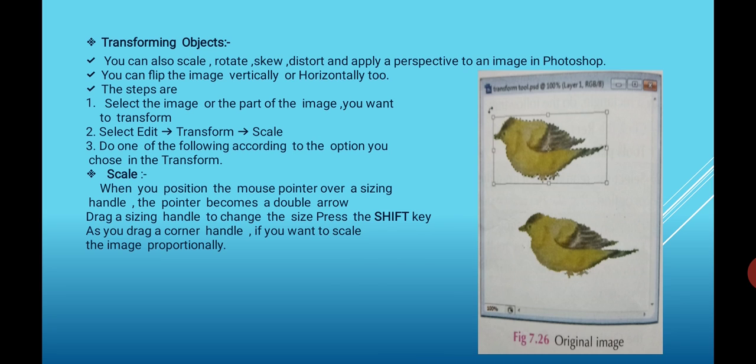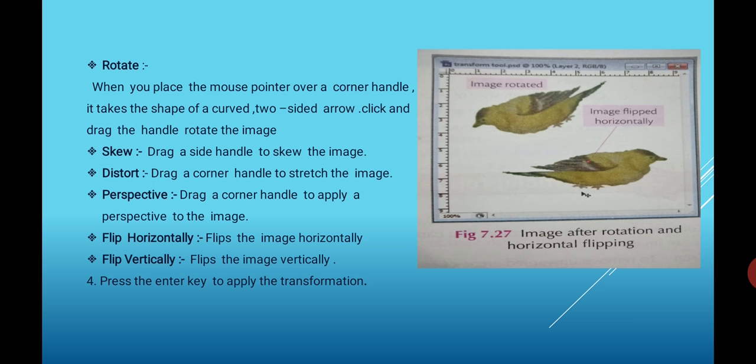So the first one is scale. When you position the mouse pointer over a sizing handle, the pointer becomes a double arrow. Drag the sizing handle to change the size. Press the shift key as you drag the corner handle if you want to scale the image proportionally. Now rotate. When you place the mouse pointer over a corner handle, it takes the shape of a curved two-sided arrow. Click and drag the handle to rotate the image.